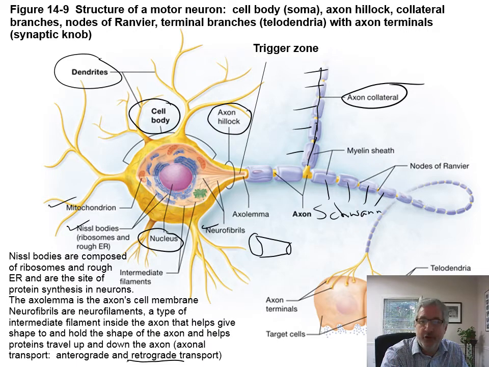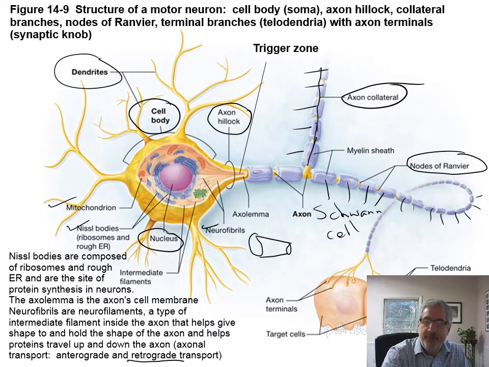Two ends, Schwann cell. And you can see them all going all the way down the axon, with a little tiny gap between them called a node, or each one of multiple nodes of Ranvier. And then you have the axon, you have telodendria, which are these branches at the end of the axon, and then you have what are called axon terminals.